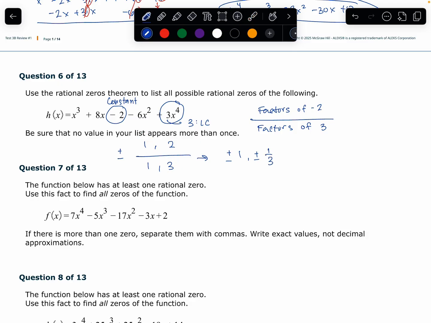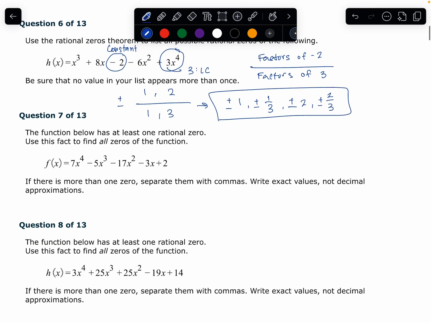And plus or minus, now since I took this one and divided it by all the things in the denominator, I'll move on to the 2 and do the same thing. So 2 divided by 1 is just going to be 2. And then 2 divided by 3 is going to be 2/3. And that should be enough for you guys to answer this question, okay?